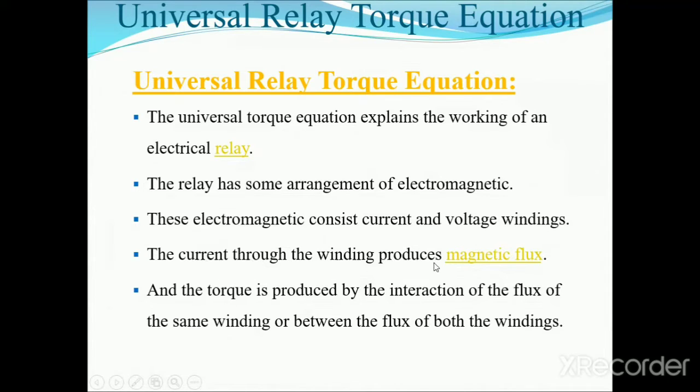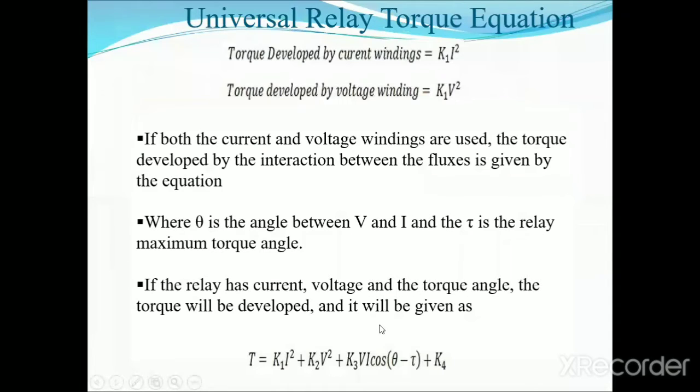The current through this winding produces magnetic flux. When the short circuit or fault current flows through the current winding, it produces magnetic flux, and due to that flux, torque is produced. That we already observed in the last class. The torque is produced by the interaction of the flux of the same winding or between the fluxes of both windings.